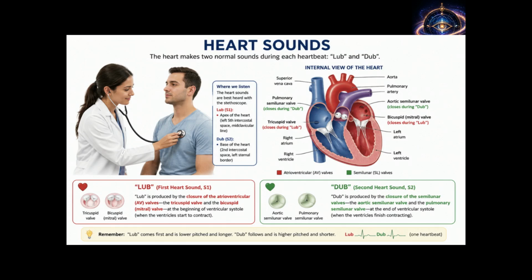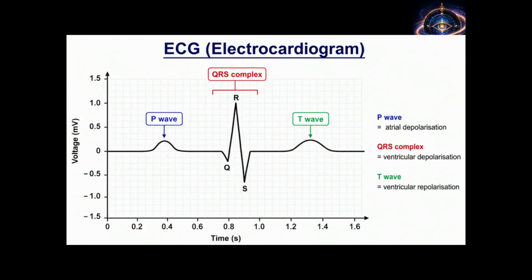19. ECG, electrocardiogram. ECG is a graphical representation of electrical activity of the heart during a cardiac cycle. A standard ECG has waves. P wave, depolarization of atria, leading to atrial contraction. QRS complex, depolarization of ventricles, leading to ventricular contraction. T wave, repolarization of ventricles.